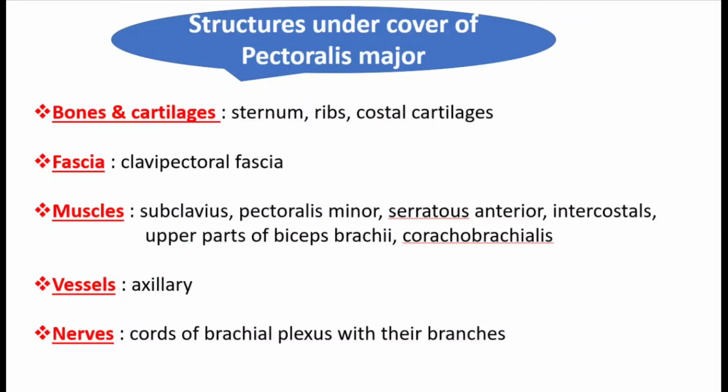The structures under the cover of pectoralis major are: bones and cartilages, sternum, ribs and costal cartilages; fascia is the clavipectoral fascia; muscles are subclavius muscle, pectoralis minor, serratus anterior, intercostals, upper parts of biceps brachii and coracobrachialis; vessels are axillary vessels; and nerves are cords of the brachial plexus with their branches.